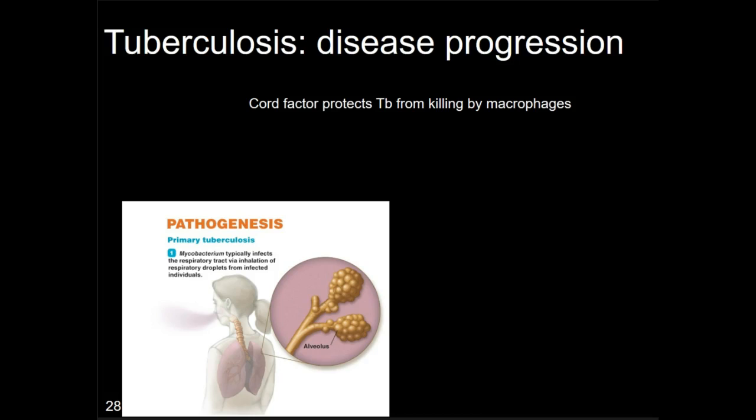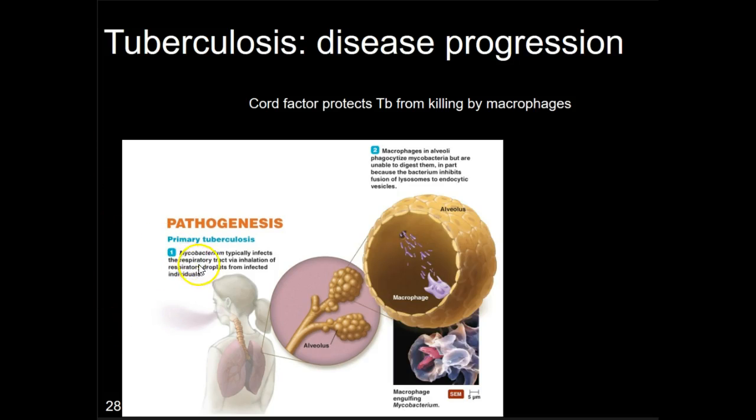So here we have the disease progression of tuberculosis. The bacteria that causes tuberculosis is Mycobacterium tuberculosis, or MTB. This bacteria infects a person through the respiratory route via inhalation of respiratory droplets from an infected individual. The bacteria goes through the trachea down into the deep lungs, into the alveoli. In the alveoli, it replicates.